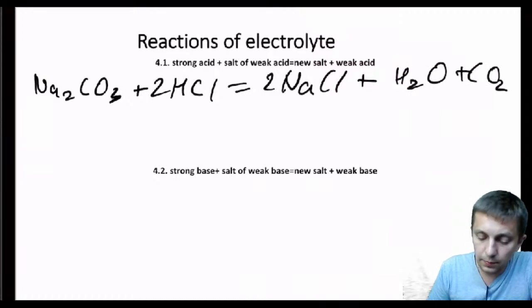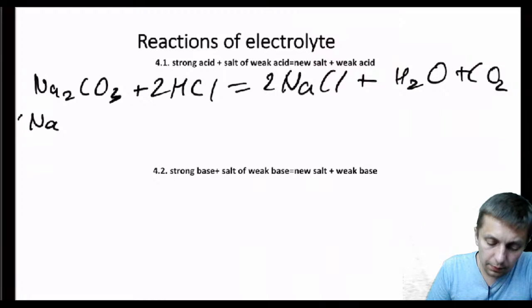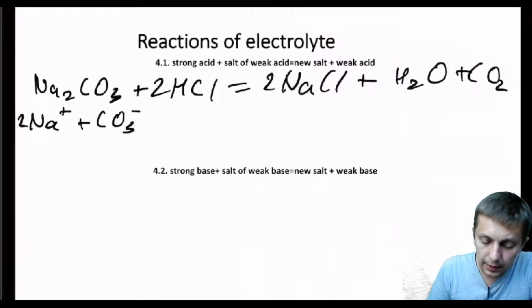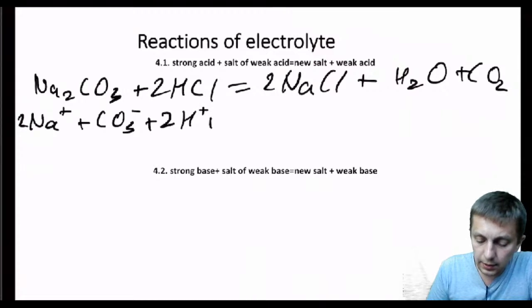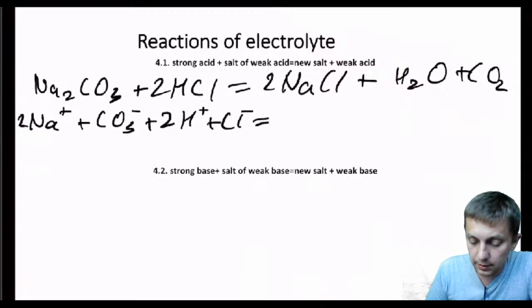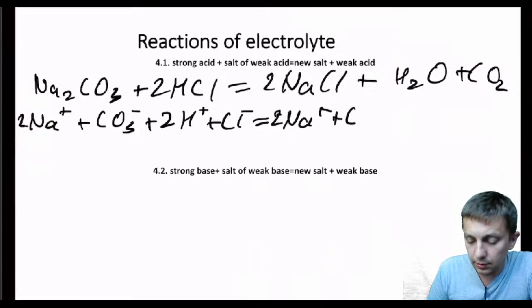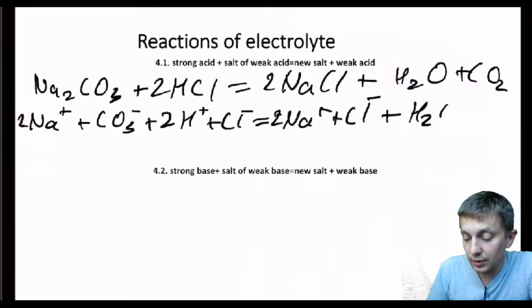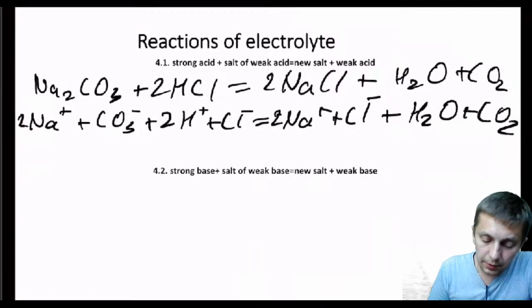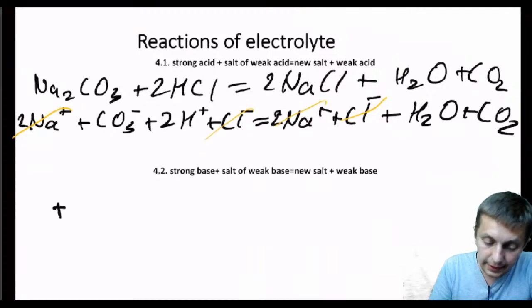Weak acid H2CO3 dissociates. In ionic form, any salt we split into cations and anions. Any strong acid we split into cations and anions. So for the ionic equation and net ionic equation, we need to split all strong electrolytes into parts. Strong electrolytes only. We get the net ionic equation if we simplify and cross out everything from the ionic equation. If something on the left and right part is the same, we remove it.